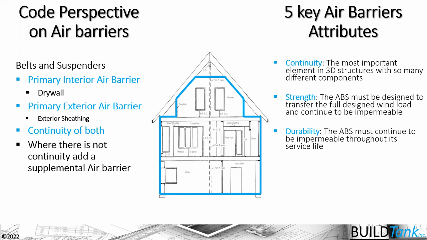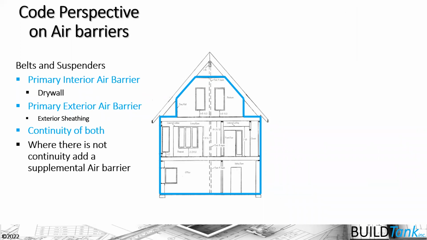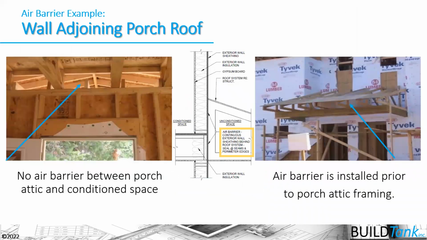It needs to be durable. It needs to last the life of the house. And again, that's why stiffness is so important, rigid air barriers, and ultimately air barriers that are impermeable. So continuity is a huge thing that's talked about in that table.